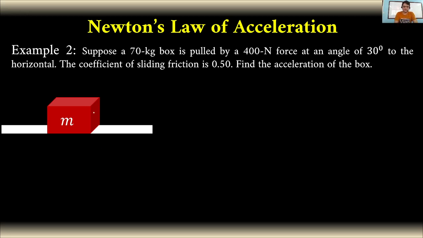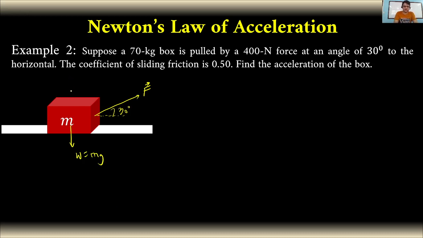Okay, so this box is pulled at an angle of 30 degrees. So let us just draw this one. This is 30 degrees with respect to the horizontal. Suppose this is F. And of course, as we know, this has a mass, which is 70 kilograms. So we also have here a downward force, which is the weight, and this is equal to mass times gravity. Still, the value of gravity is 9.8 meters per second squared.